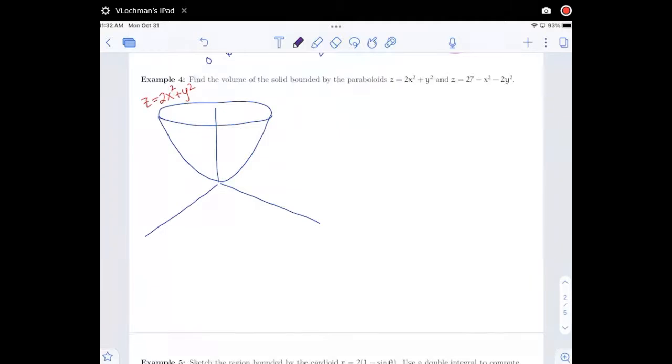All right, so let's take a look at this one. 27 minus x squared minus 2y squared. That one opens down this way. Again, I hope you can see the connection here, right? Why is one going up, and one going down? Because of the way our x and y are in the equation. That one starts at 27. The first one starts at 0, 0 for z.